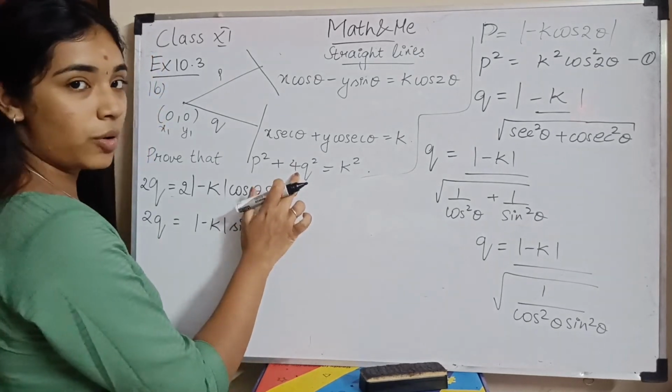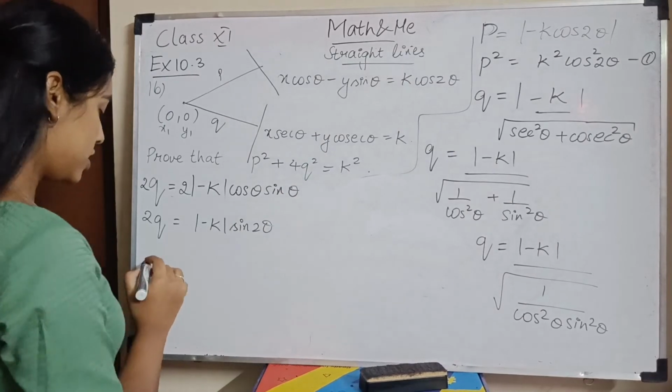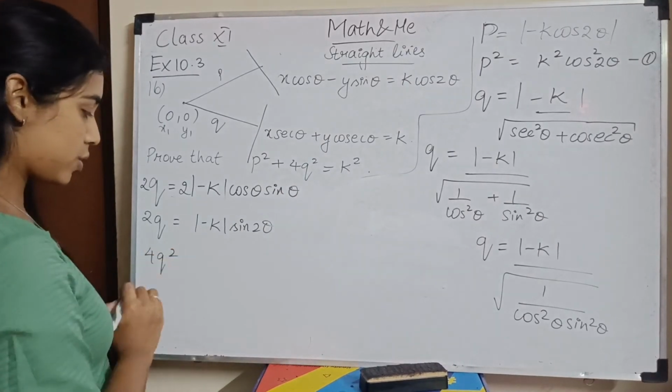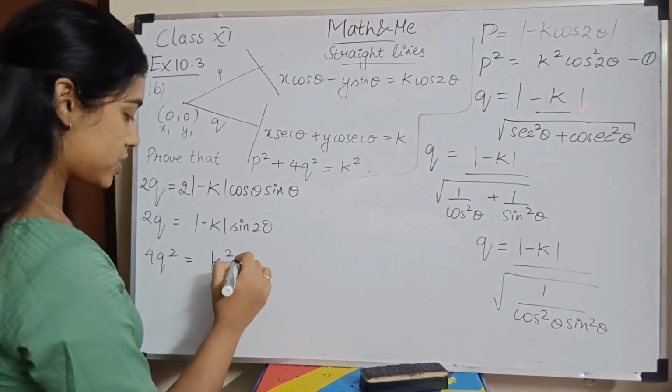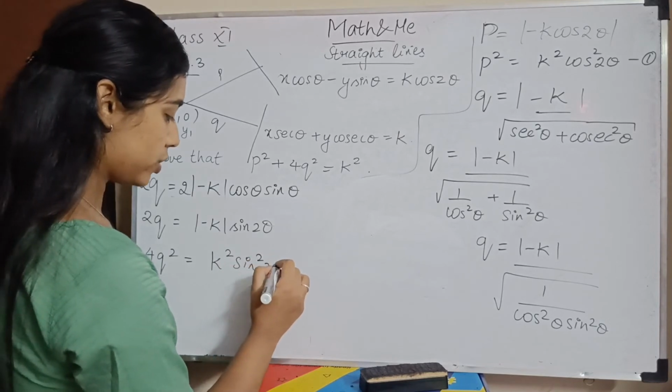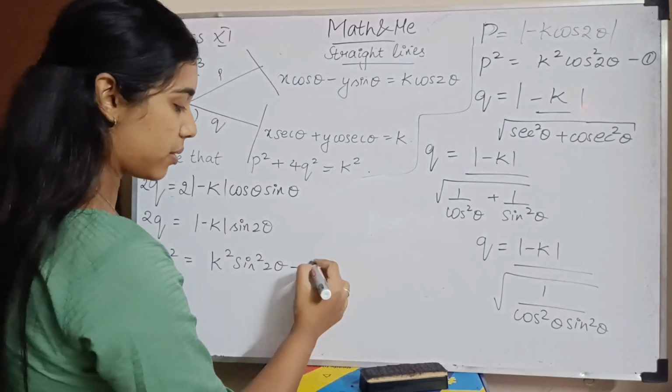In the question, again, I know I want q square. So I'm going to square on both sides. So what will I get? 4q square equals k square sin square 2 theta. So this is equation number 2.